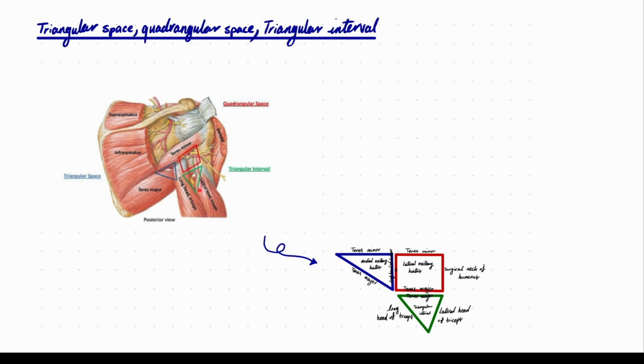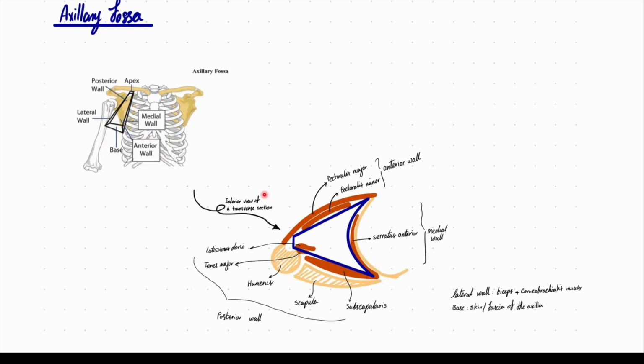The interval borders are superiorly teres major, laterally the lateral head of the triceps or humerus, and medially we have the long head of the triceps. The contents are the deep brachial artery and radial nerve. So imagine somebody grabs a nerve in the triangular interval and asks you, what's the name of this nerve? So you know it's the triangular interval and we have the radial nerve in here, so you say radial nerve. Easy, right?